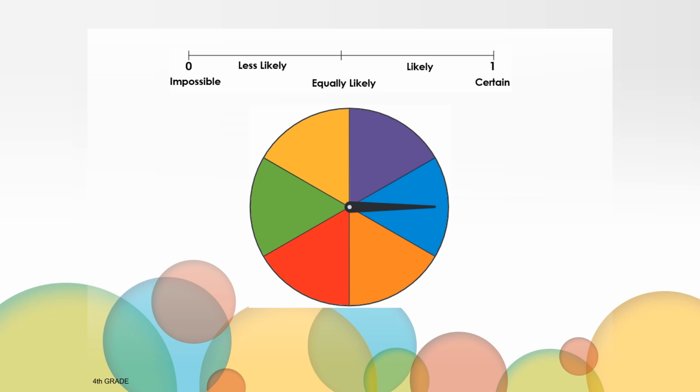What is the probability that we would spin a purple or blue or orange? You might have said it is likely or even equally likely, since those three colors take up half of the spinner.